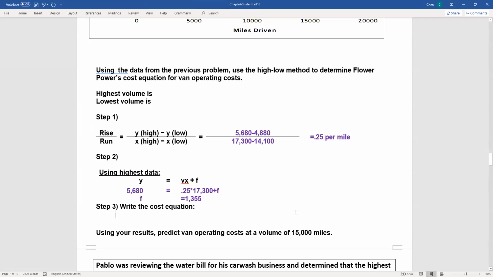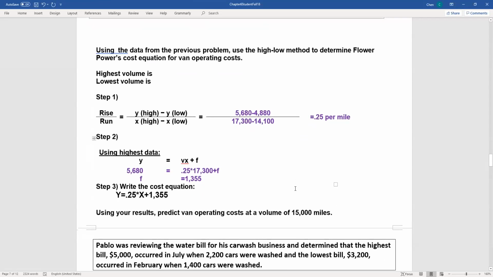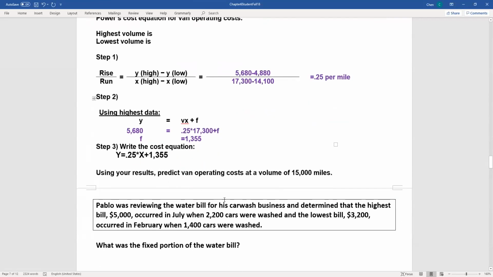Then we know the cost equation is y equals 0.25 times x plus F, which is 1,350. And then you can use your result to predict any van operating cost at any volume. You can put 15,000 here.